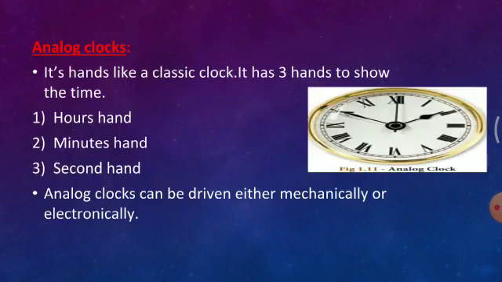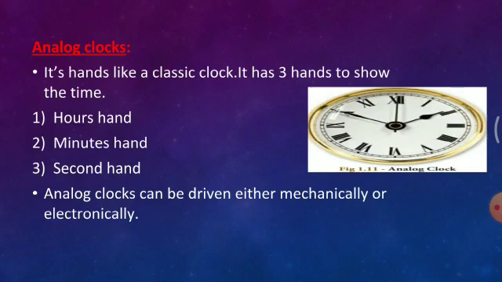Analog clocks have hands, like a classic clock. It has three hands to show the time. This is a common clock which is found in our houses. The hours hand shows the hours. This is the short one. And the minutes hand shows the minutes. When compared to the hours hand, it is somewhat longer. The third one is the seconds hand. The seconds hand is very thin and moves very fast.